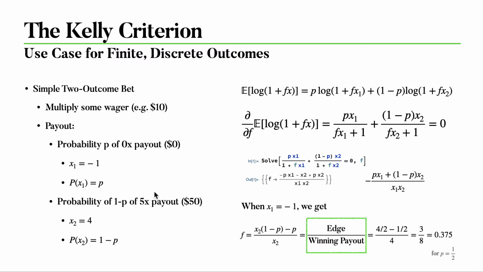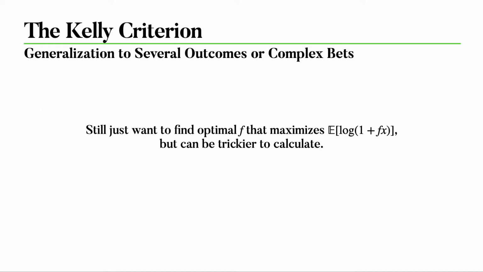And we can just look at it and see that that would be a pretty good idea, because you could either 0x or 5x your money with equal chance. So of course, such a criterion should tell you to bet pretty big. But now the question is, how do you generalize this to many outcomes or more complex bets?